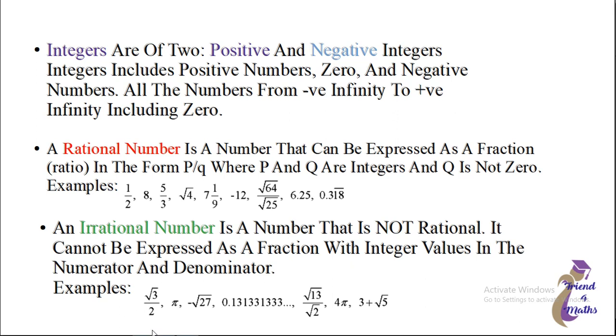Next is the irrational number. What is an irrational number? That is a number which is not rational. That means irrational numbers cannot be expressed as a fraction in the form p by q with integer values in the numerator and denominator. Here are the examples.